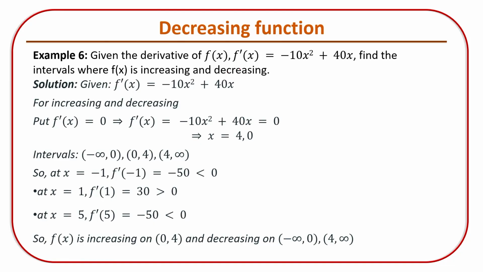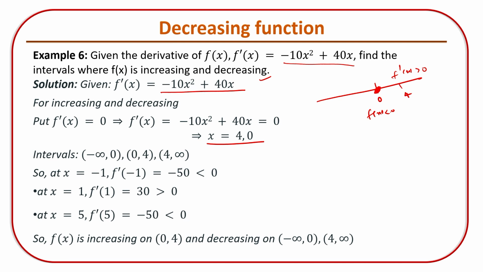And here, given f'(x) equal to minus 10x squared plus 40x, find the interval where f(x) is increasing or decreasing, right? So f'(x) is given. Therefore, for increasing and decreasing, we have to find the critical values. So f'(x) is less than 0 or greater than 0. I am quite interested to find out this point actually. So this point is 4 and 0. So this point is 0 and 4.